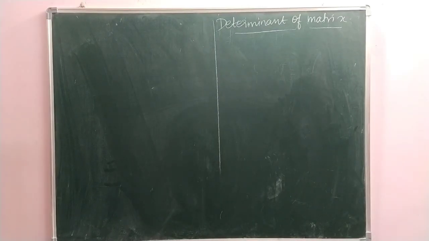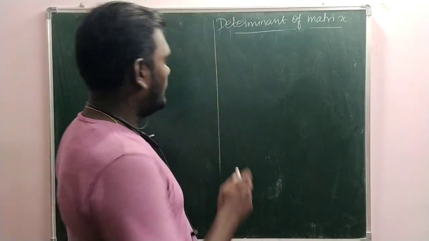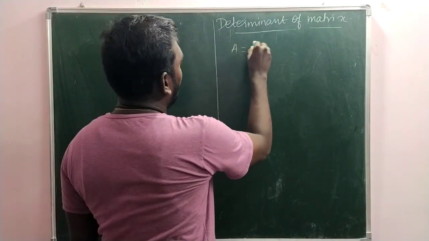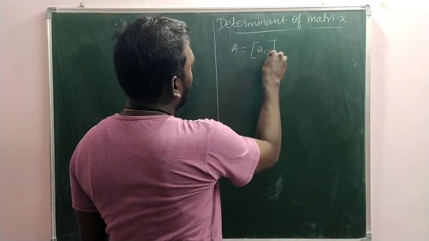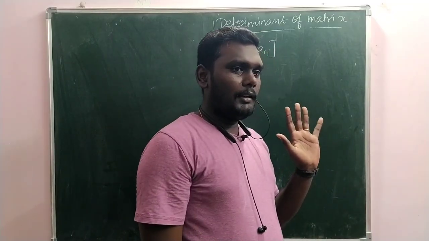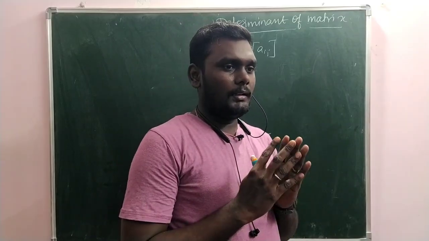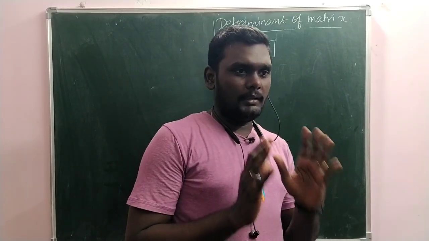Determinant of a matrix means, like we have seen, a matrix is of the form where Aij are the entries. It is an arrangement. The determinant of the matrix means the value of the matrix, a unique number to represent the matrix.